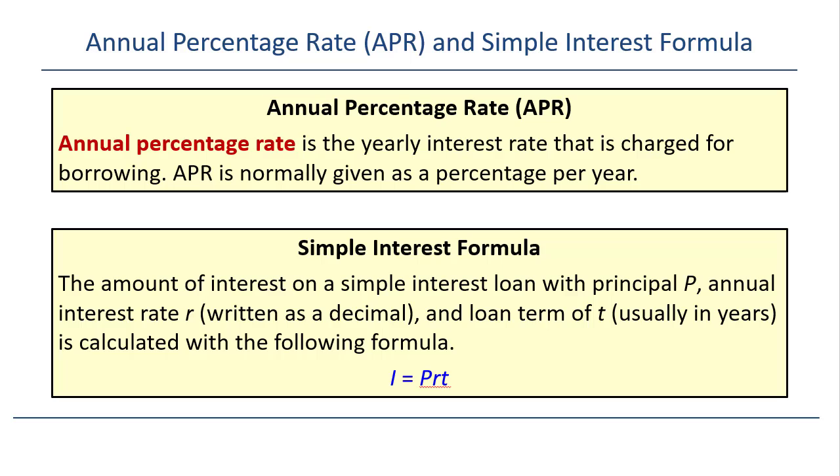As for the simple interest formula, well, simple interest really doesn't exist in the real world. We just use it as a teaching tool. Everything is compound interest. You're never going to pay simple interest on anything. But simple interest, I for interest, equals PRT, principal times rate times time. And time is usually calculated in years.